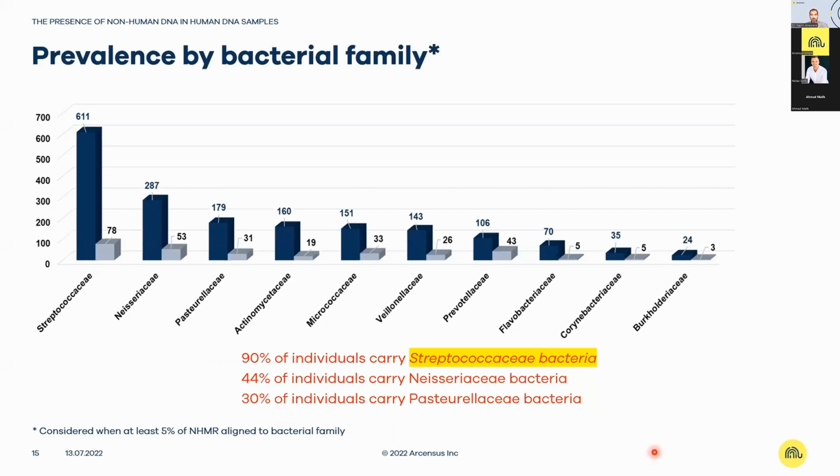And just to give you an idea, this data is only when focusing on samples with at least 5% non-human mapped reads. Because if we would extend this to include lower percentages, then although the picture will still remain the same, the numbers would increase, because we would allow also lower amounts of non-human mapped reads to be included in this graph. And this is why we set this at 5%.